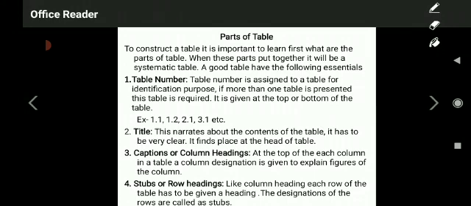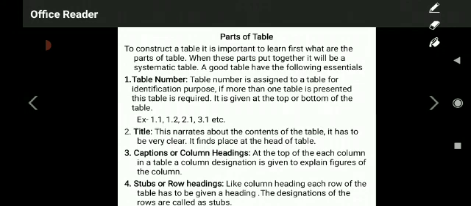For example, when these parts are put together, it will be a systematic table. A good table has the following essentials. When we put together all these parts systematically, it becomes a compact systematic table to fit the entire data in. So there are various essentials of a table.